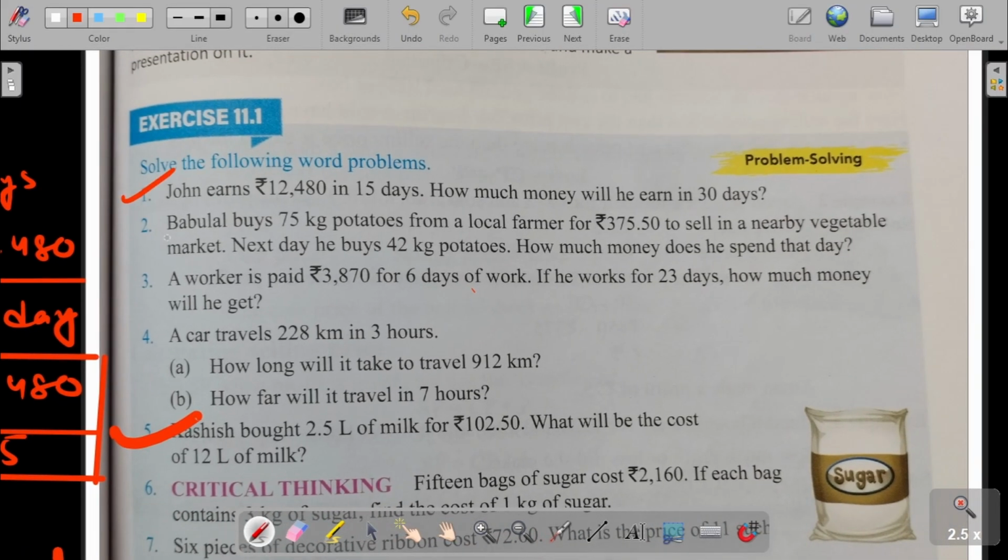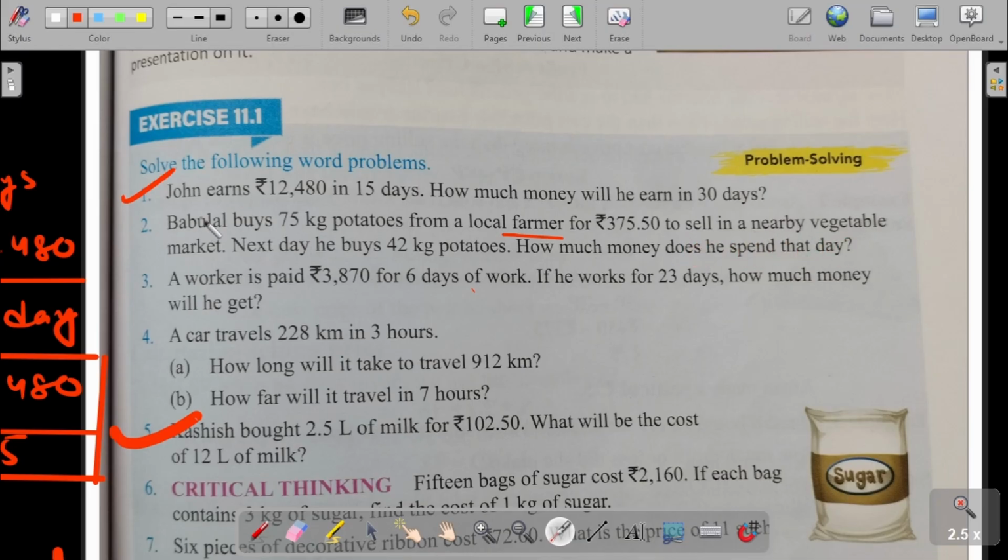Now question number 2. So Babulal buys 75 kg potatoes from a local farmer, how many rupees? 375.50 to sell in a nearby vegetable market. Next day he buys 42 kg potatoes. How much money does he spend that day?